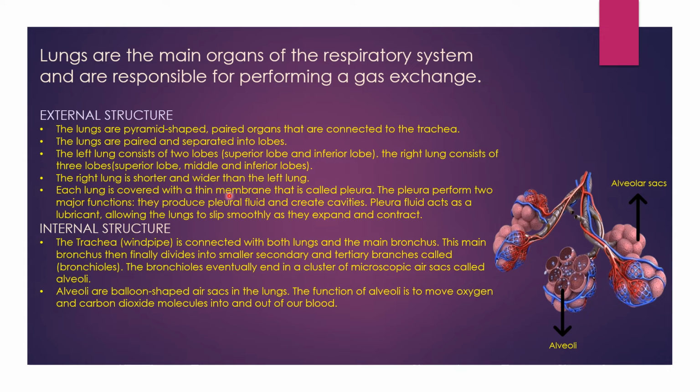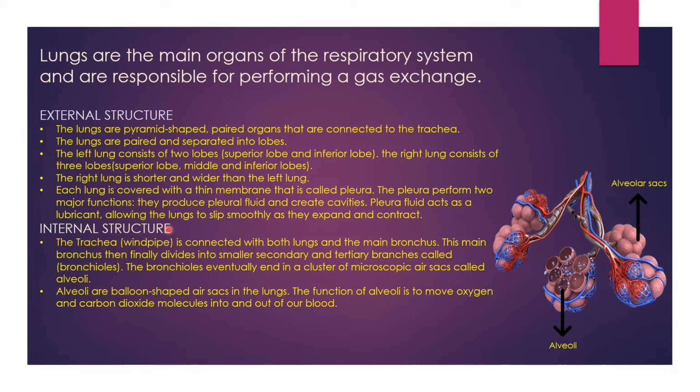Each lung is covered with a thin membrane that is called a pleura. I told you in the last slide, each lung is covered with a thin layer that is called pleura. And pleura performs two major functions. They produce pleural fluid and create cavities for other organs like the heart. Pleural fluid acts as a lubricant, allowing the lungs to slip smoothly as they expand and contract. So pleura will release one fluid, and with the help of that fluid, lungs can slip smoothly as they expand and contract.